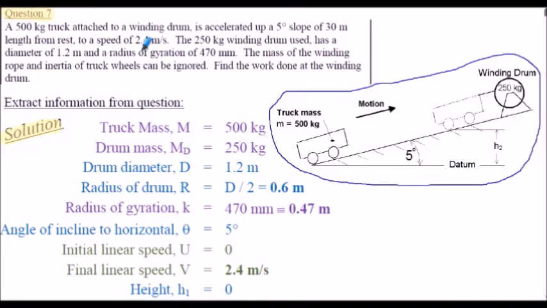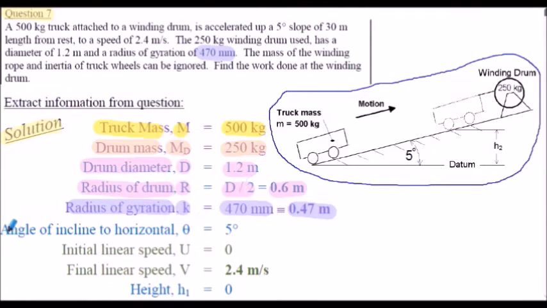Extracting information from the question, the truck mass, capital M, is 500 kilograms. The winding drum mass, labelled M suffix D here, is 250 kilograms. The drum diameter given in the question, capital D, is 1.2 meters. So the drum radius, R, will be half the diameter, so 0.6 meters. The radius of gyration, symbol K, is given as 470 millimeters in the question, and as always, we convert that into meters straight away, so 0.47 meters.